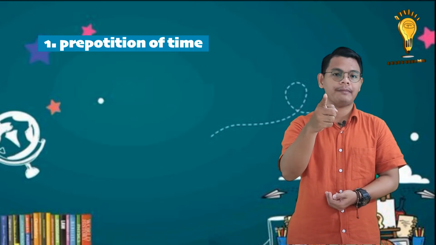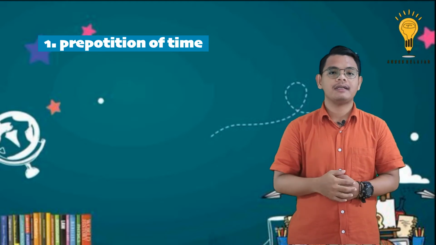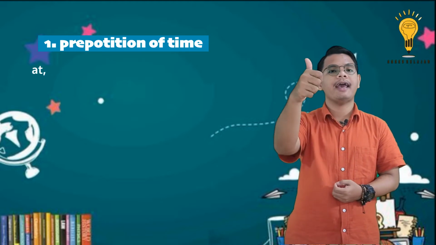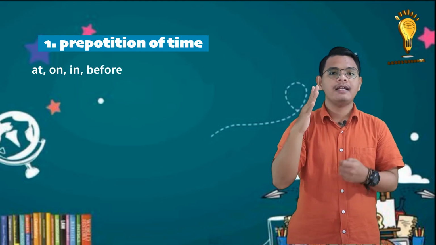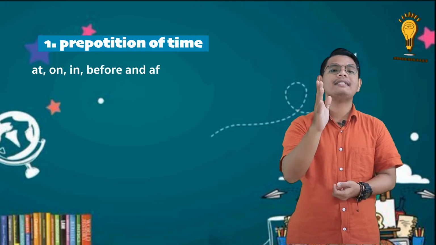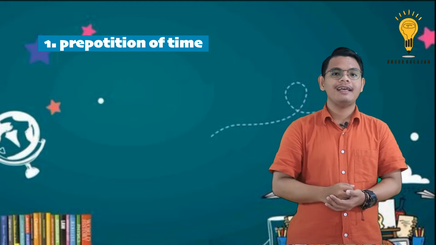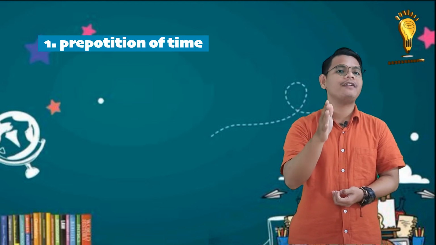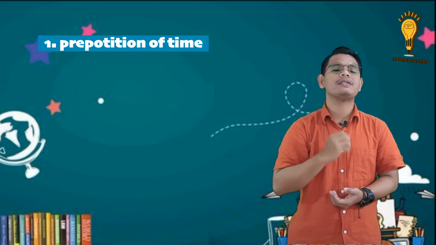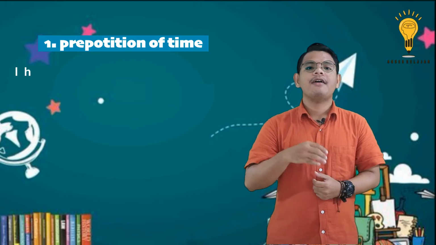Well, here, number one, preposition of time. Basic examples of time prepositions include at, on, in, before, after. They are used to help indicate when something happened or will happen. It can get a little confusing too, as many different prepositions can be used. Okay, now look at the examples of prepositions of time.